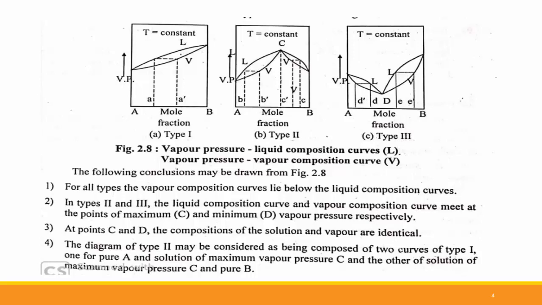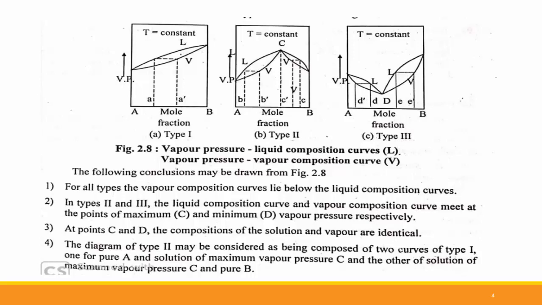What conclusions can we draw from these graphs? For all types, the vapor composition curve lies below the liquid composition curve. We can see here that the vapor curve is always below the liquid composition curve. In type 2 and type 3, the liquid composition curve and the vapor composition curve meet at the maximum point C and the minimum point D respectively.